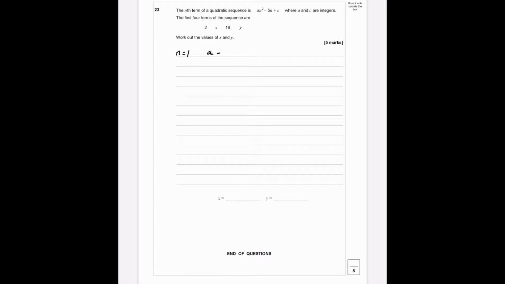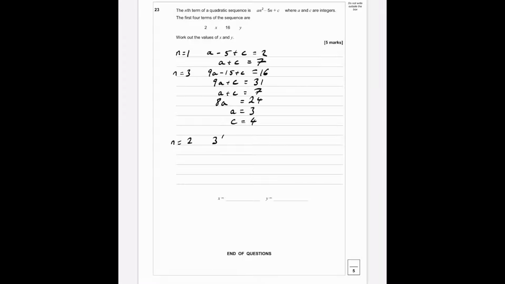For the sequences one, the first term is 2, so when n is 1, we'd get 2 out. Plugging n to be 1 into an squared minus 5n plus c, we'd get a minus 5 plus c. That's going to be equal to 2, because the first term is 2, and that simplifies to a plus c equals 7. The third term is 16, so substituting n equals 3, 9a minus 15 plus c will be equal to 16. We can simplify that to 9a plus c equals 31. Writing the a plus c equals 7 just below that, we can solve the simultaneous equations to work out a and c. And a comes nicely out as 3 and c comes nicely out as 4.